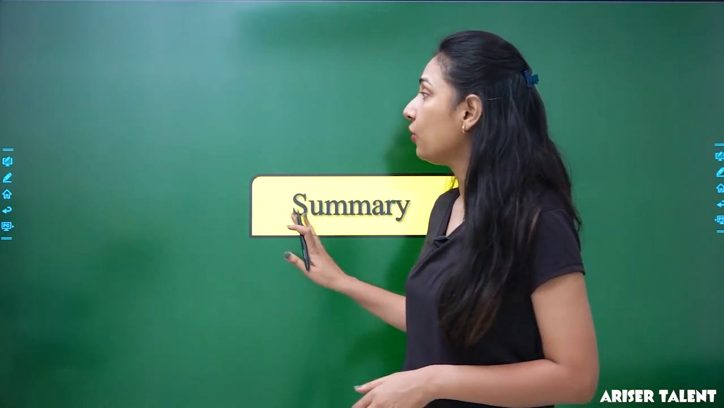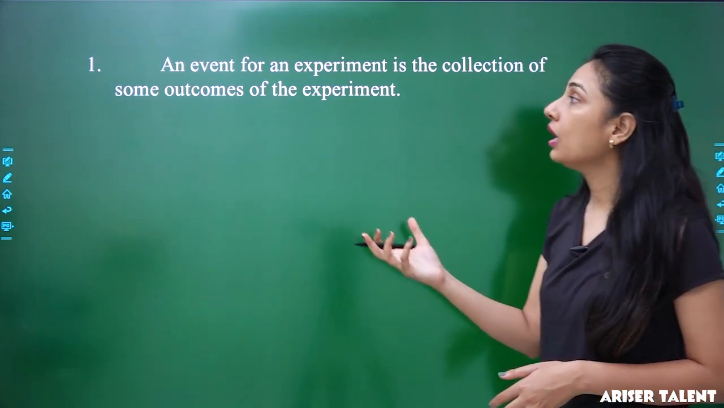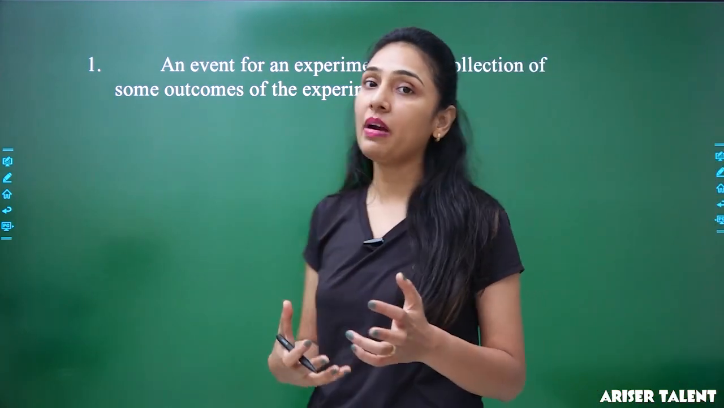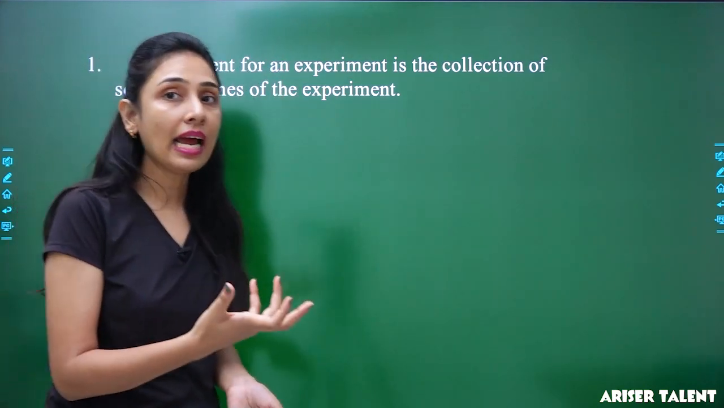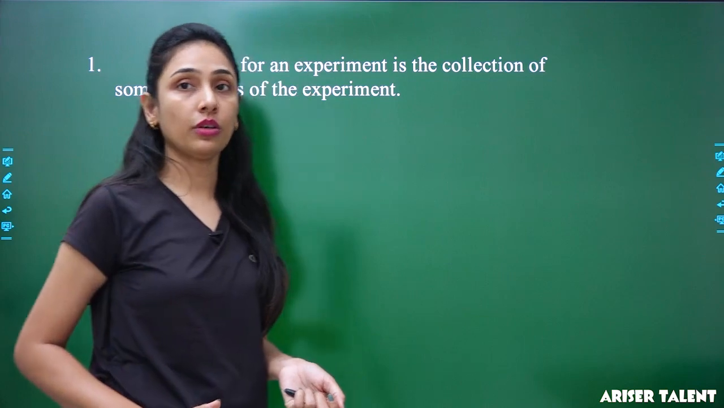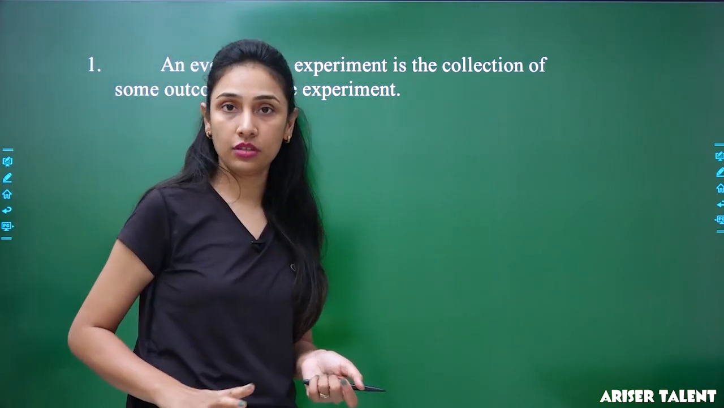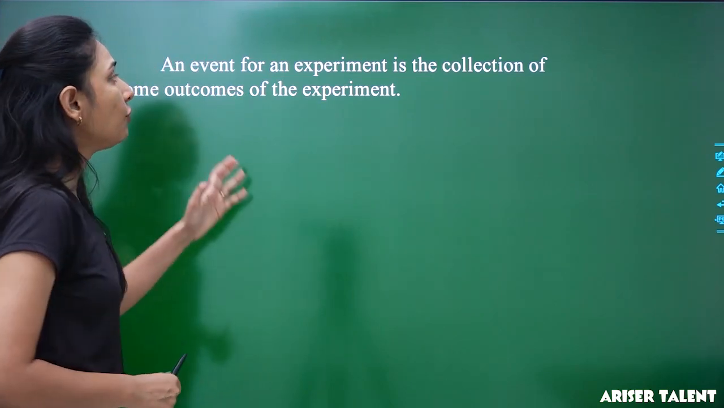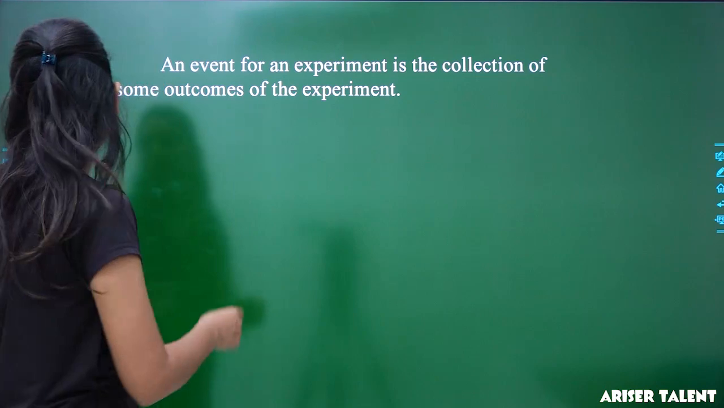Now if you go for the summary first, an event for an experiment is the collection of some outcomes of the experiment. I have told you about outcomes, like if you are tossing a coin, getting a head or a tail is your outcome, and the tossing of the coin is your event. So an event for an experiment is a collection of some outcomes of the experiment.